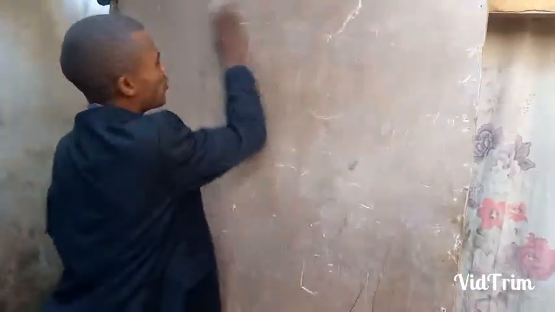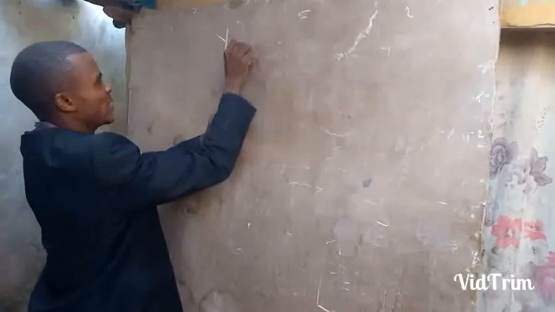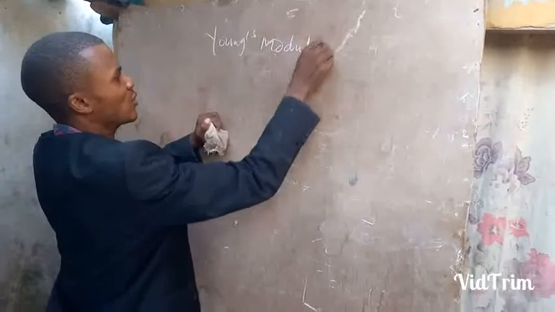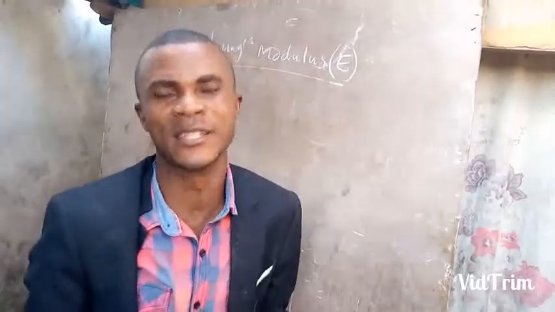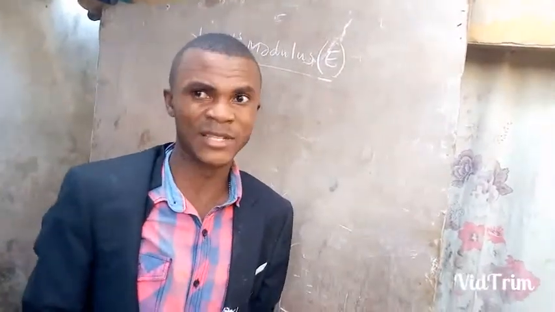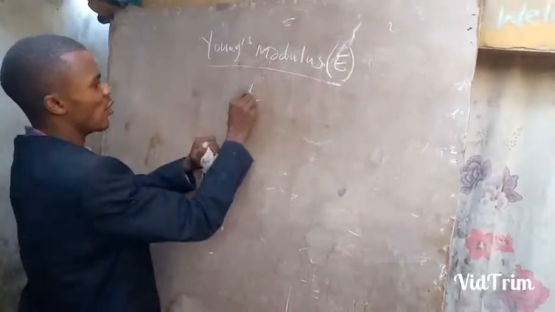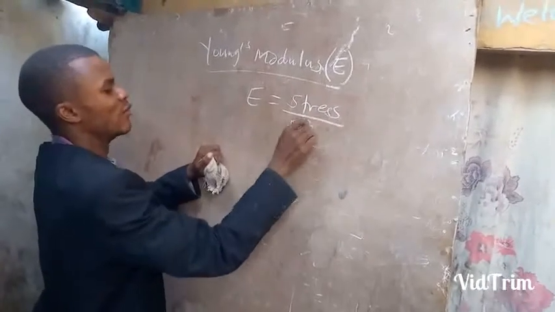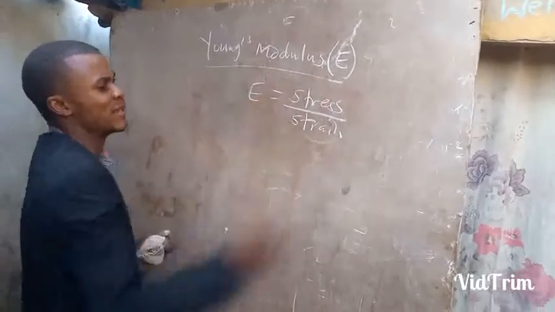From this one, it takes us to Young's modulus. The Young's modulus is represented by capital E. It's defined as the ratio of tensile stress to tensile strain of the material. So the Young's modulus is the ratio of the stress of the material to the strain of that same material, which is the stress over the strain.